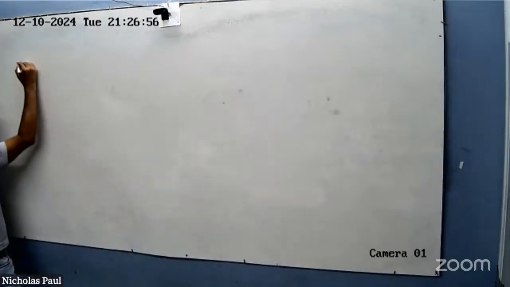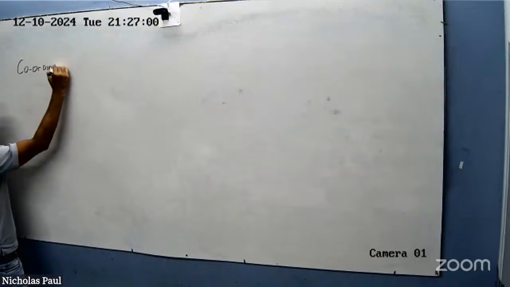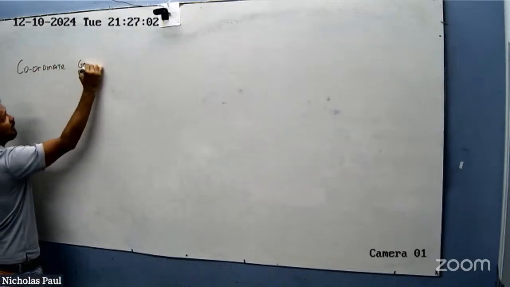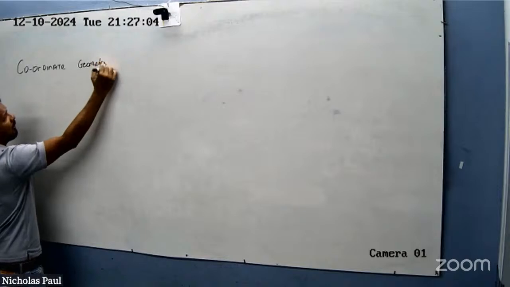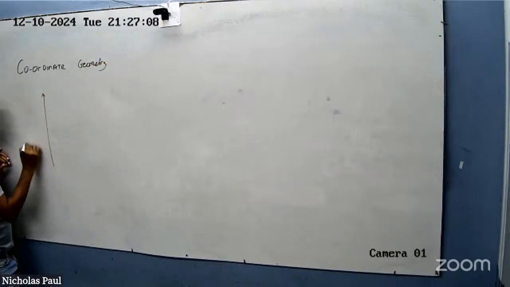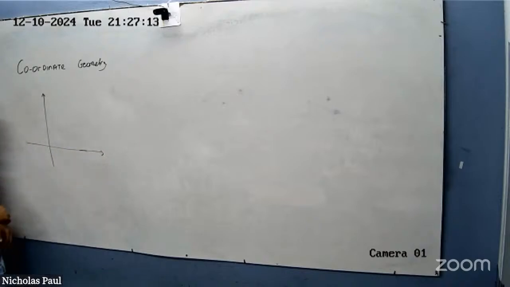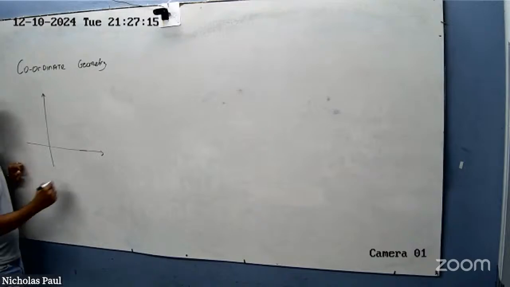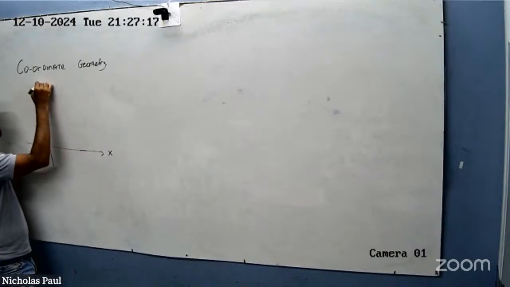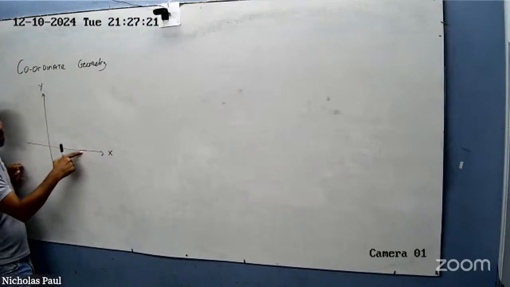All right. So we're looking at coordinate geometry. Some basic things that we should remember: every graph has an x-axis and a y-axis, right? On the x-axis, what do we know about all the points on the x-axis?